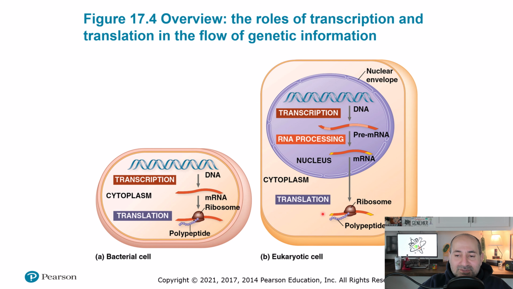The ribosomes can read the message on the mRNA, where they can read that genetic message to string together the proper amino acids in the proper order to form the proper polypeptide, making the protein.